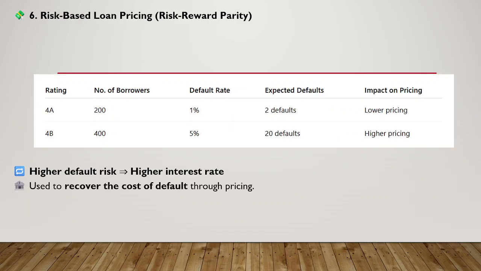Now you might wonder, apart from risk assessment, how does this rating help the bank practically? One major benefit is in pricing loans. A borrower with a higher probability of default naturally carries higher risk. The bank compensates for this by charging a higher interest rate. Let's say a bank knows that out of 400 B-rated borrowers, 5% typically default. That's 20 potential losses. But out of 200 A-rated borrowers, only 1% default, that's just 2 cases. So the bank will charge a higher rate to B-rated borrowers to cover this higher expected loss. This concept is called risk-reward parity: more risk, more reward, or at least, more protection for the lender.